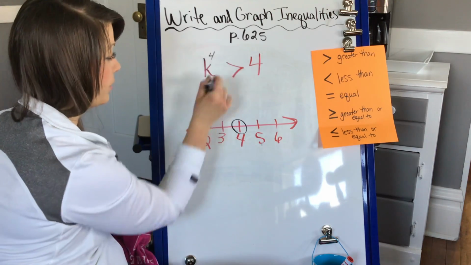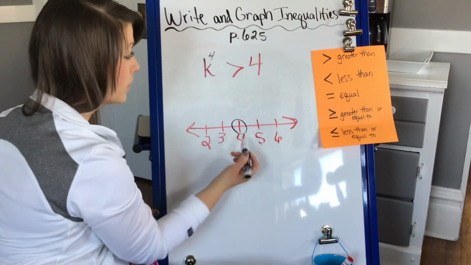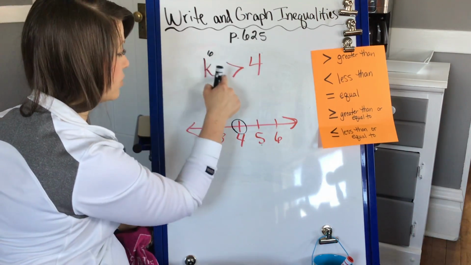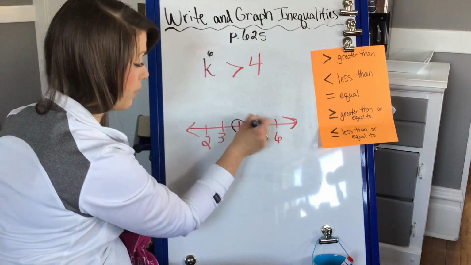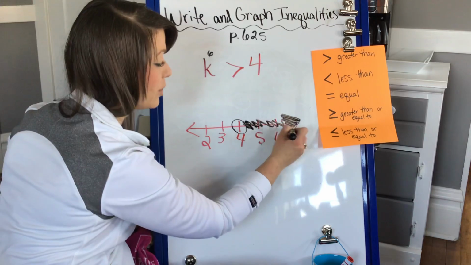Now, does it include 4? Is 4 greater than 4? Nope, so for this one, I'm going to leave it open. Plug in a number that would make it true. I know 6 would make it true. 6 is greater than 4, so I'm going to shade that way. That means any number that way would be true.